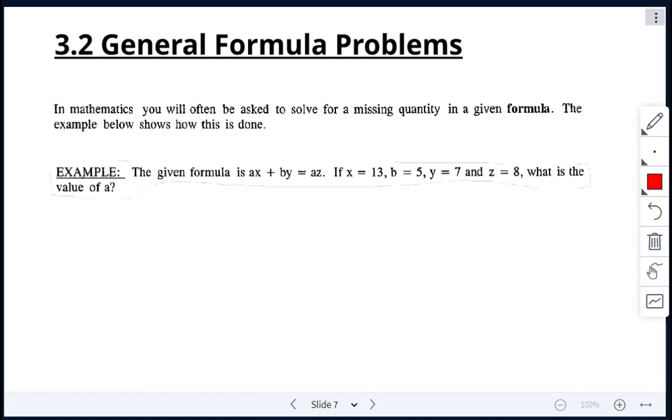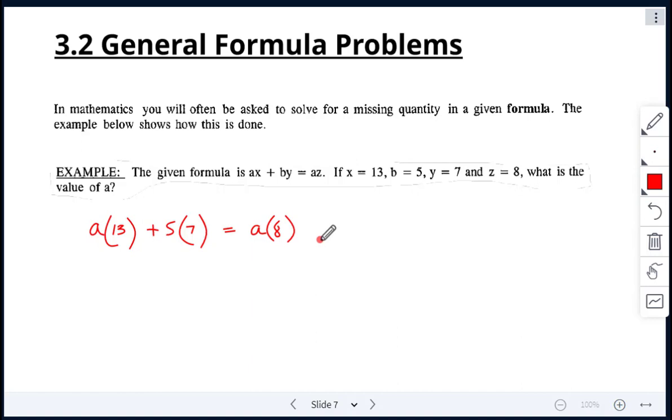All right, so let's start by substitution. So we have a times x, and we're told x is equal to 13. So make sure you're using brackets. This should be review to always use brackets when we're substituting. Next, we have b times y. We're told b is 5, so substitute 5. And then y, we are told, is 7, just like that. And then it's equal to a times z. A is what we're solving for. And then z is equal to 8.